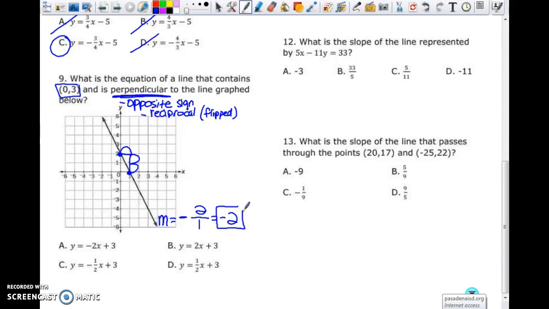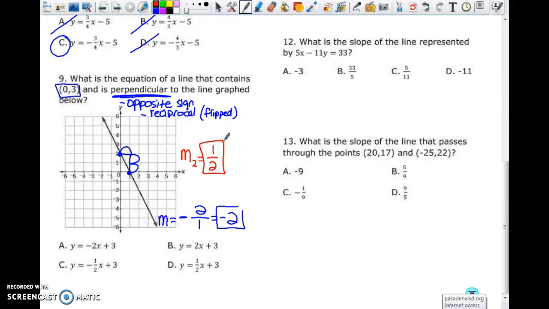However, I know what makes them perpendicular. The second slope that's perpendicular should be opposite. So if this one's negative, this one should be positive. And what is 2 flipped? Yes, we simplified it here, but it's easy for you to see that -2 was really -2/1. So if we flip it, it'd be a positive 1/2. So our slope should be a positive 1/2.